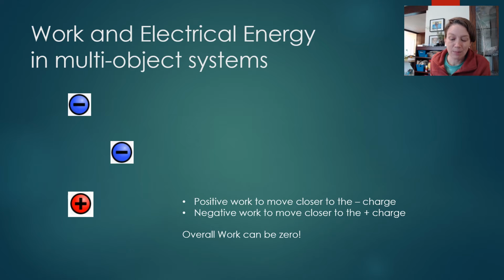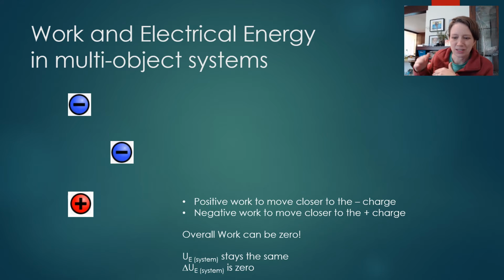So if you happen to do it exactly right, you could have a changing configuration of a system of objects where the overall work would still be 0, because the positive work could exactly cancel out the negative work in some cases. If you happen to run into one of these scenarios, the electric potential energy of the system is going to be constant, and the delta electric potential energy is, of course, 0. So work is 0.